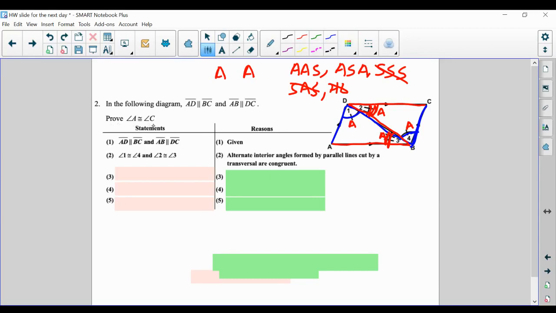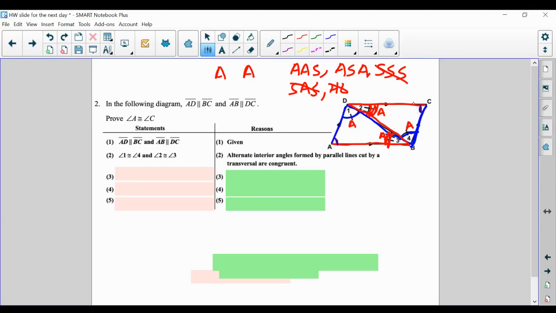Let's get back to what we need to prove. Prove angle A is congruent with angle C. First, we have to prove that triangle DAB and triangle BCD are congruent. We have two angles already. We need one more thing. Where do you see the third thing?